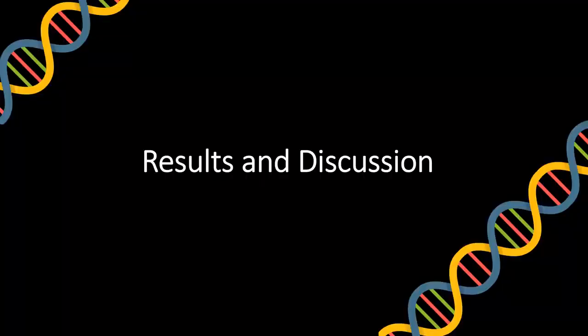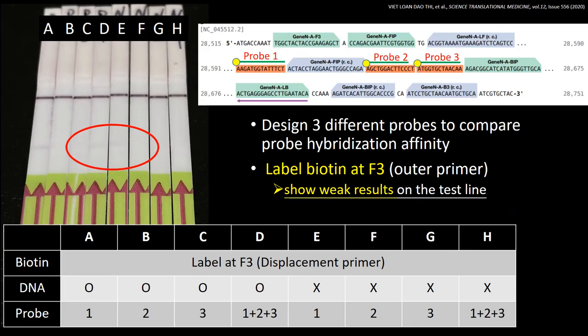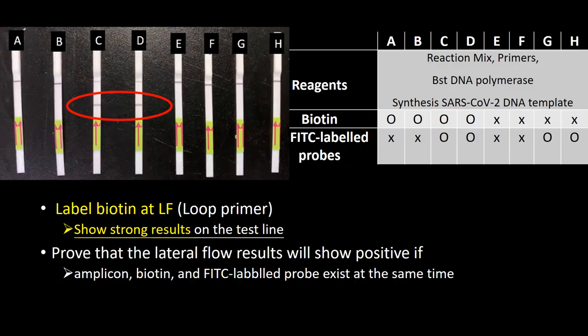The last part of my presentation is results and discussion. We designed 3 different probes complementary to the orange sites in the figure to compare probe hybridization affinity. We find out that if labeling biotin at outer primer F3, it shows weak results on the test line. So we change our design to label biotin at loop primer, and we can see strong results on the test line. Experiments prove that the lateral flow results will show positive if amplicon, biotin, and FITC label probe exist at the same time.